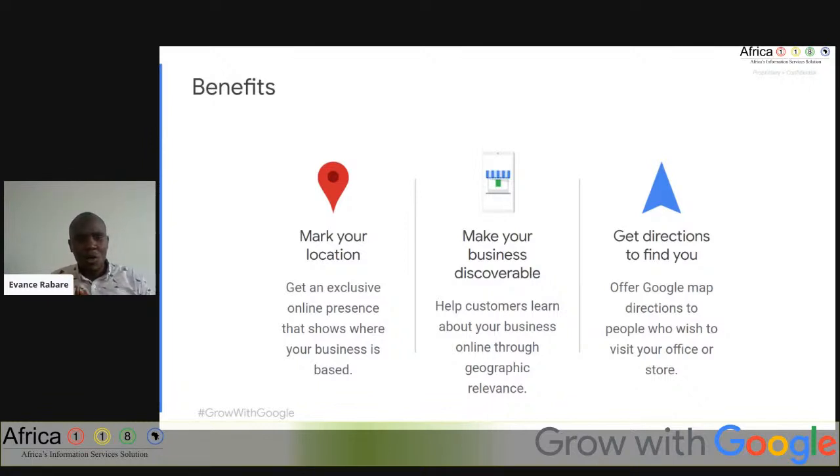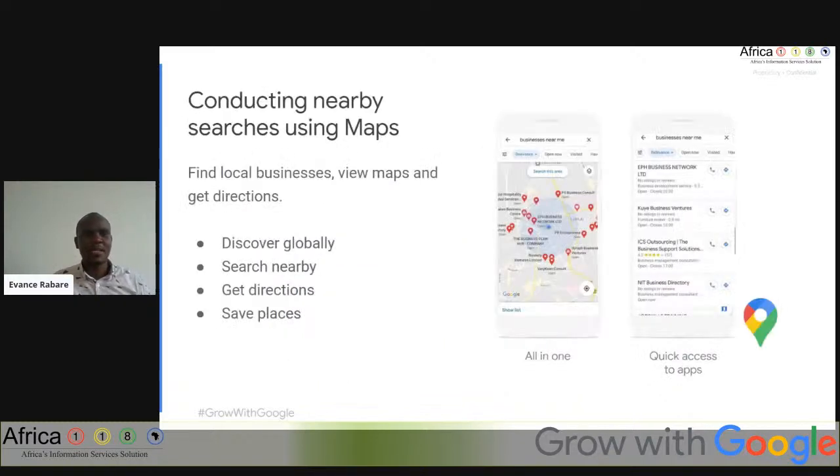So let us look at how you can use maps to conduct searches. I did three searches, and from those three searches, you are able to see something that looks like what you're currently seeing. So with maps, you can find local businesses, you can view maps, and you can also get directions. So maps help you to be discovered globally.